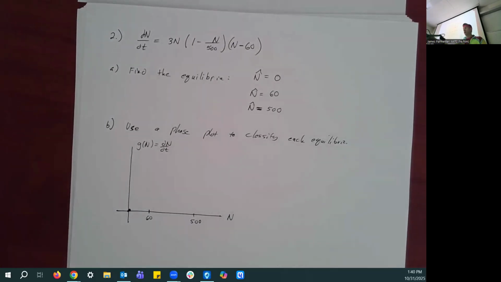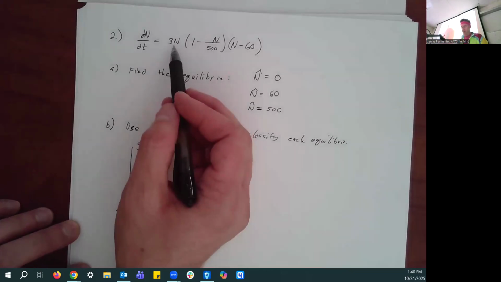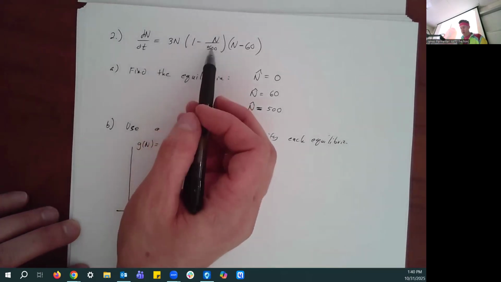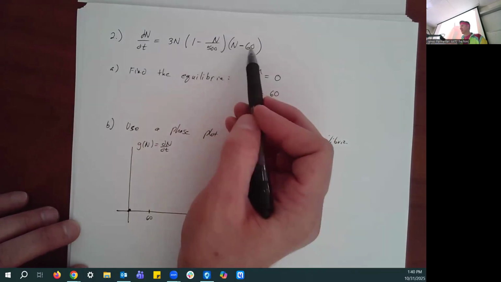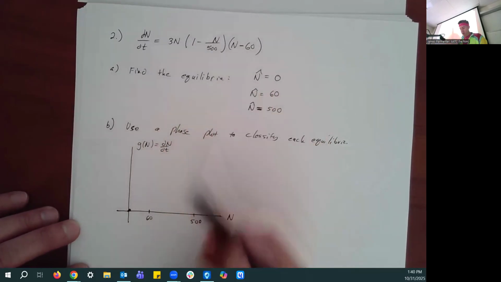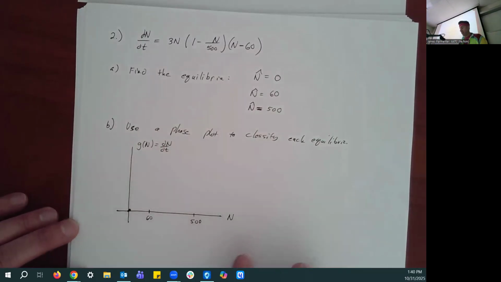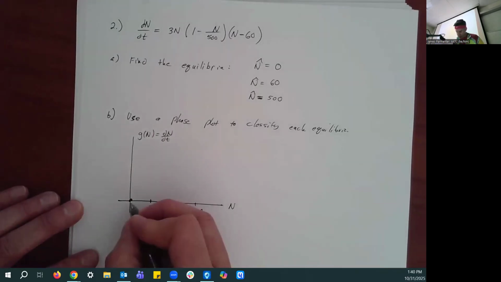Now, here's where I might take your advice and plug in a point to see if things are positive or negative, at least for one of them. So if I plug in something between 0 and 60, like 1, 3 times 1 is positive, 1 minus 1 over 500 is positive, and 1 minus 60 is negative. So a positive times a positive times a negative is going to be negative overall. So I know between 0 and 60, my graph is going to be below the horizontal axis. So I'm going to have negative values down here.